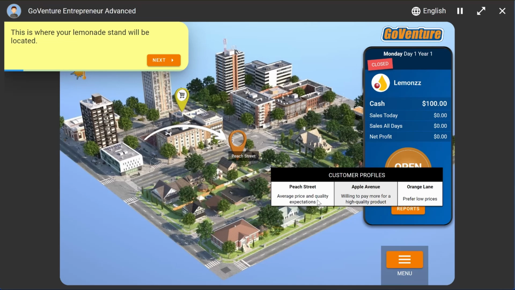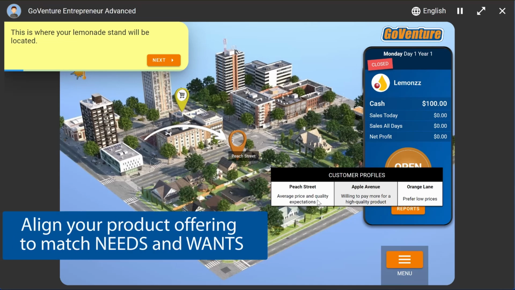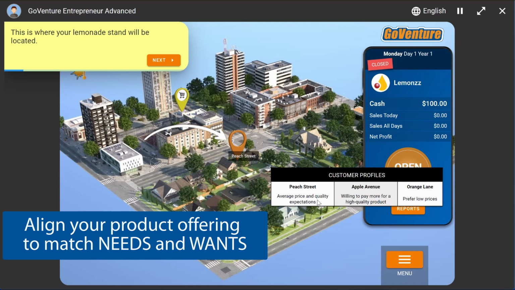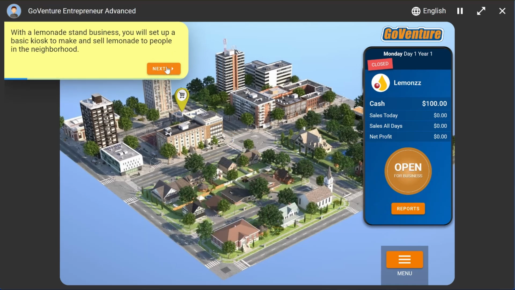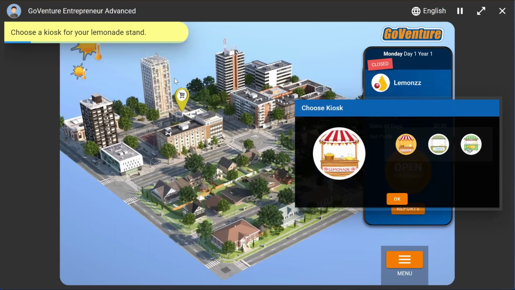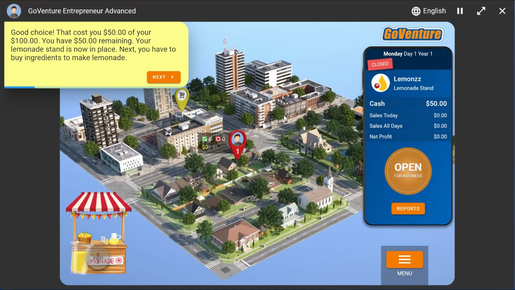Now, when I choose a location, I want to make sure that I align my product quality and my pricing to match the desires of those customers. So I'm going to start with Peach Street, which is right in the middle here. And what we're going to do now is sell lemonade to people from our kiosk. We can build or buy a kiosk. I'm going to choose this first one here as my kiosk. And that cost us $50 to build or buy.